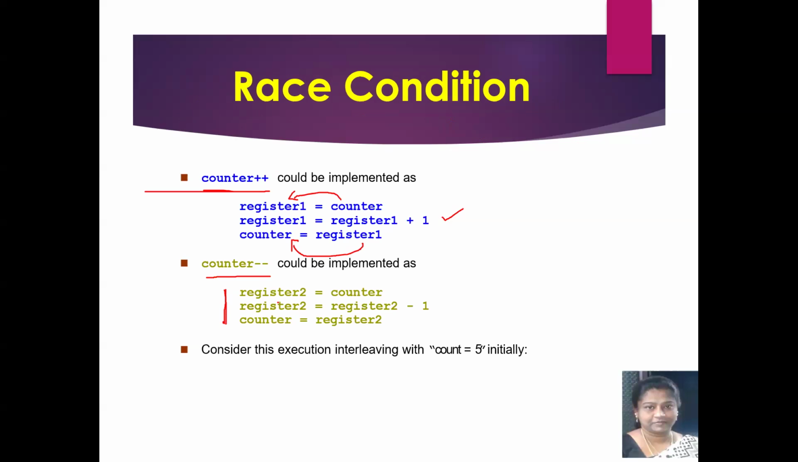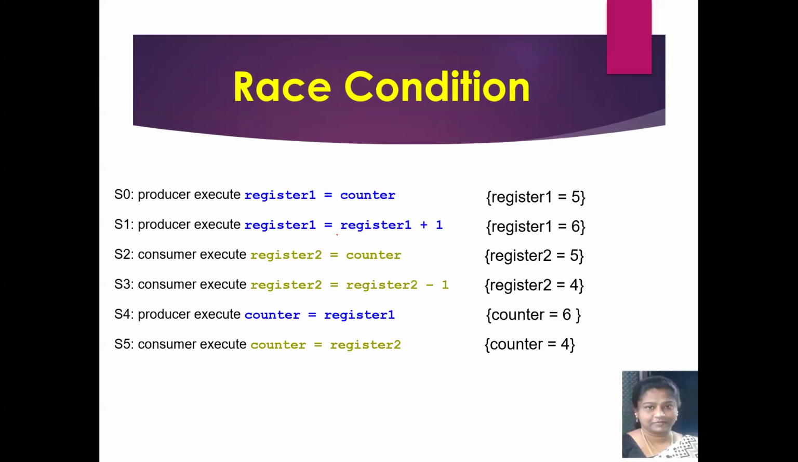So what happens is, let's assume counter value is currently 5, initially 5. Now what happens if both are going to execute at the same time, that is the producer and the consumer? Then the producer will execute register 1 equal to counter. So register 1 will be 5 because we assumed counter is 5 initially. Then the producer executes register 1 equal to register 1 plus 1. So register 1 becomes 5 plus 1, 6.